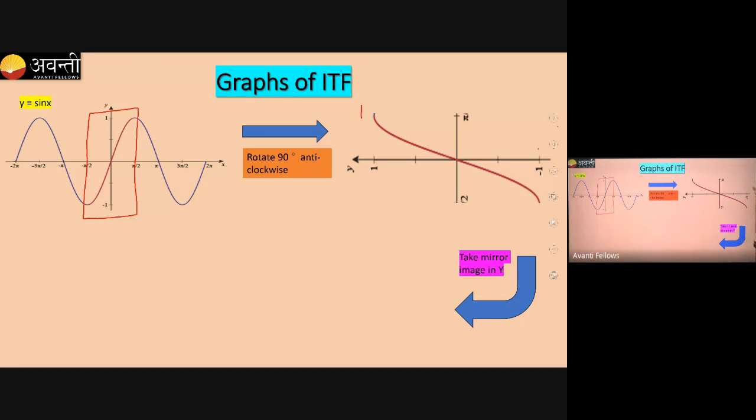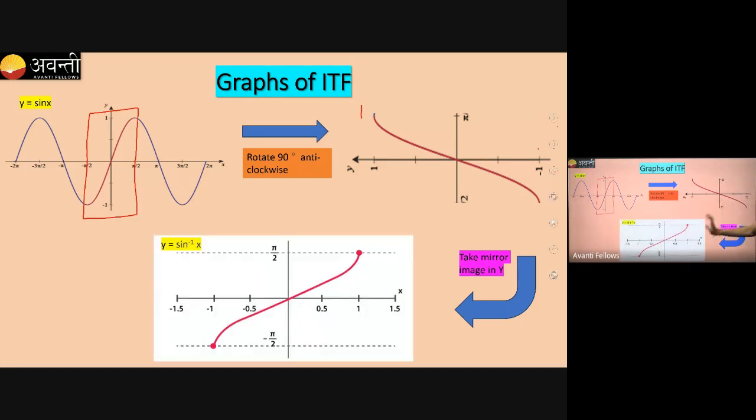So you have imagined it, it will look like this. If I take the mirror image in Y, like this, it will be like this. I hope you can imagine. Now, if you don't like to imagine mirror image, you can just turn the page. It's very simple. I used to do that only. That is a very good trick.